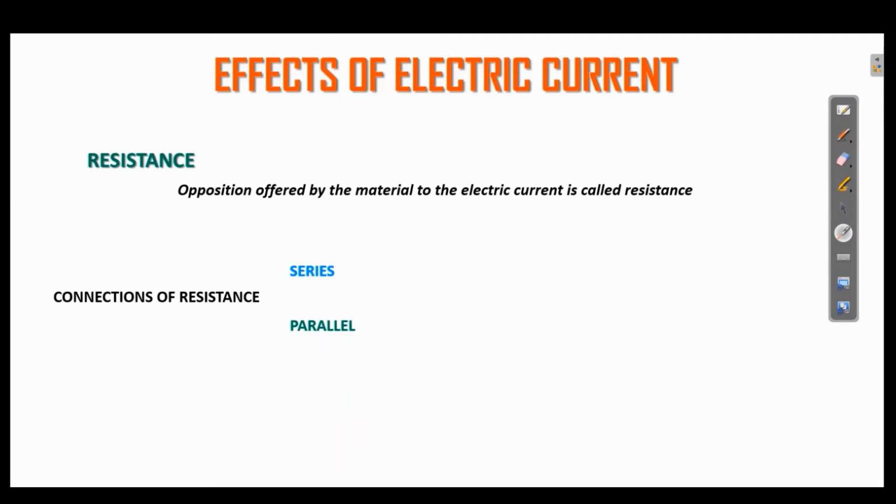Today we are going to start the chapter electricity, and we can start with resistance. Opposition offered by the material to the electric current is called resistance. If you try to pass electric current through a material, it will oppose it, and that property of the material is known as resistance. That resistance is very important in the case of electricity, and it's also known as a necessary evil in electricity.